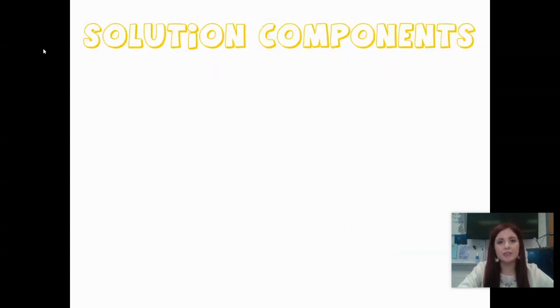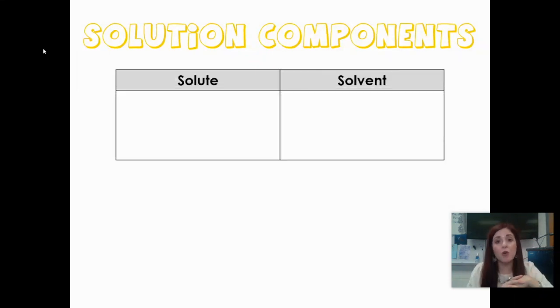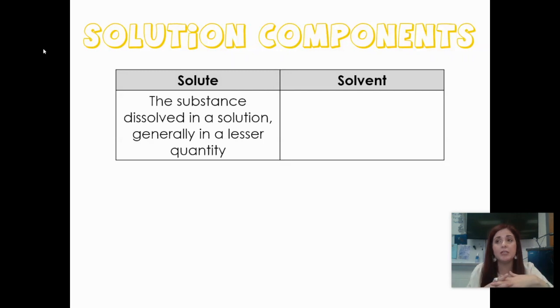So what are the components of a solution, right? We have these two parts. I have something that's dissolving in something else, and usually that something else is going to be water. So we have two components that make solutions. We have a solute and we have the solvent. The solute is whatever is being dissolved in the solution, right? And for the most part, that solute is going to be in much smaller amounts. So for example, if I am making a salt solution, the salt is my solute. I'm dissolving the salt in the solvent.